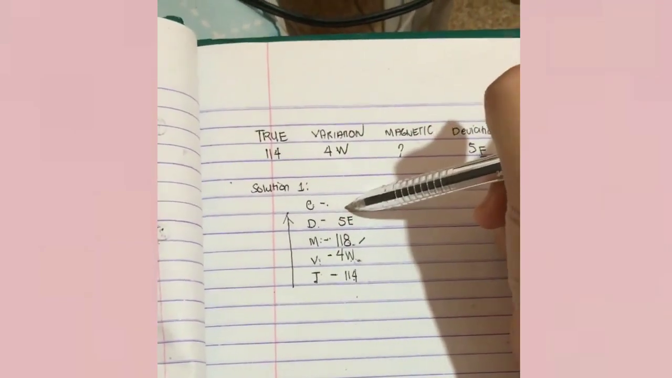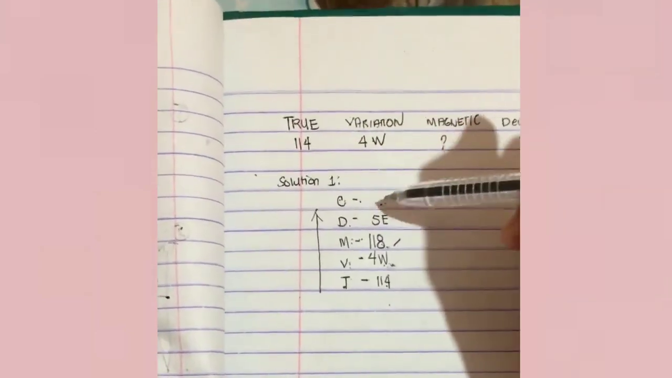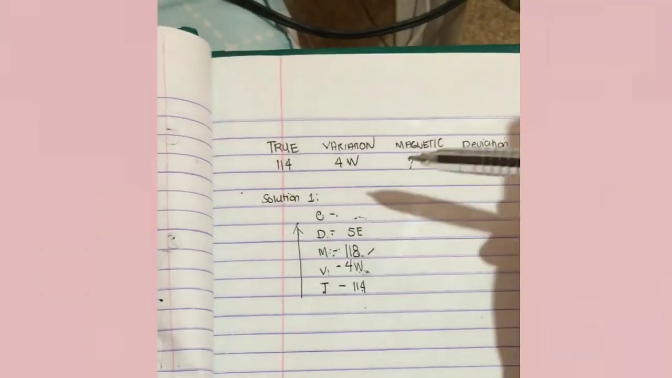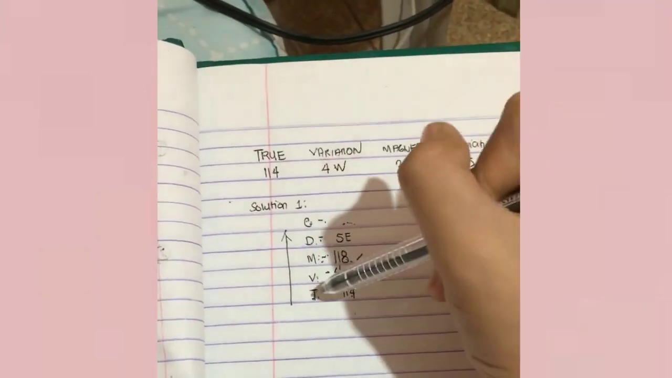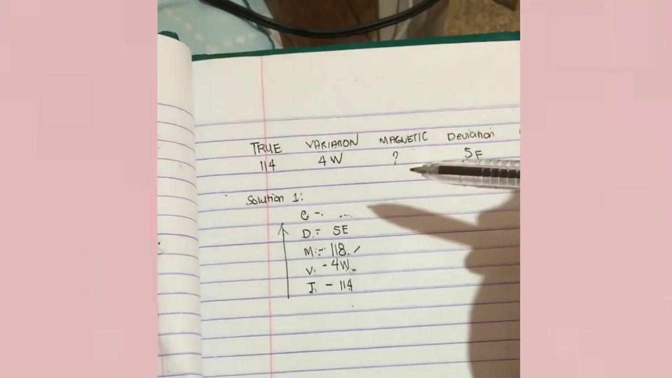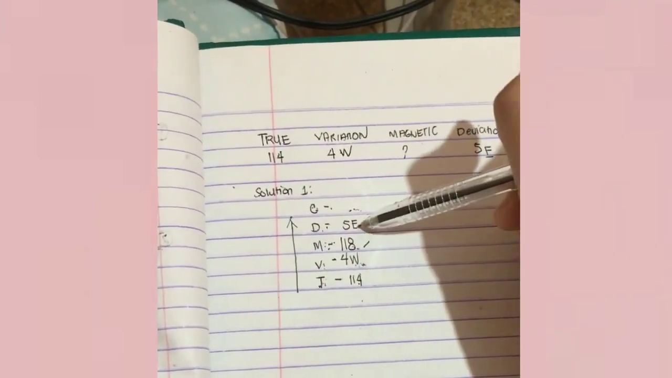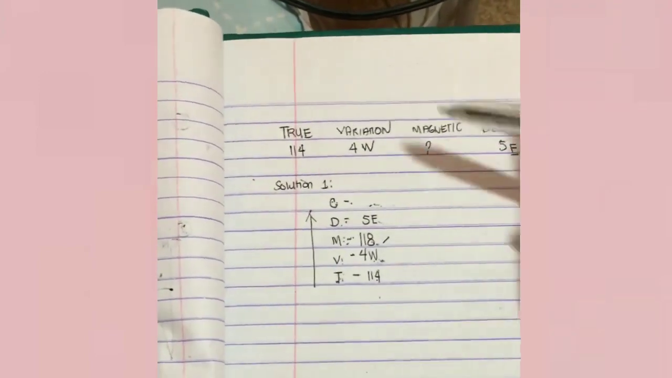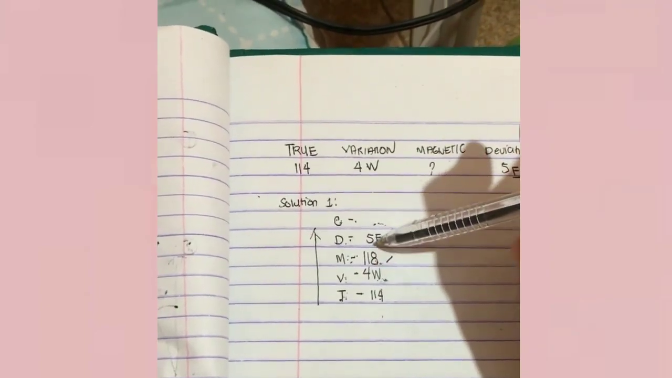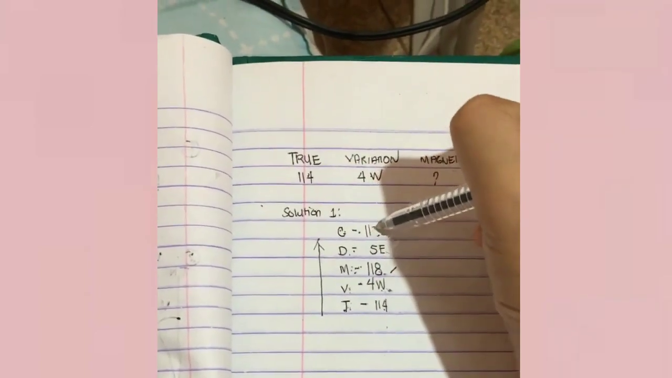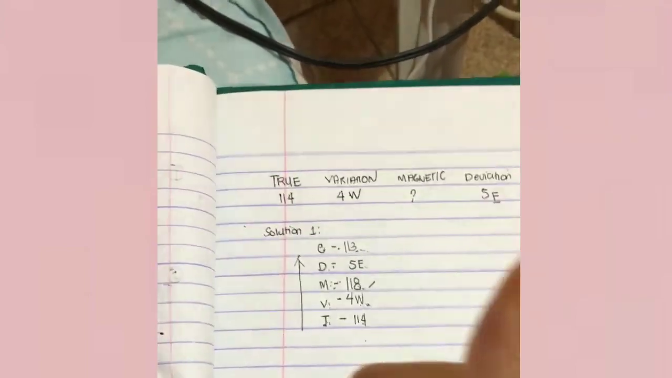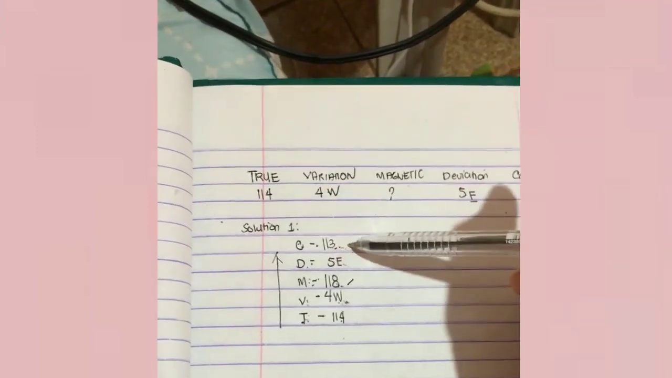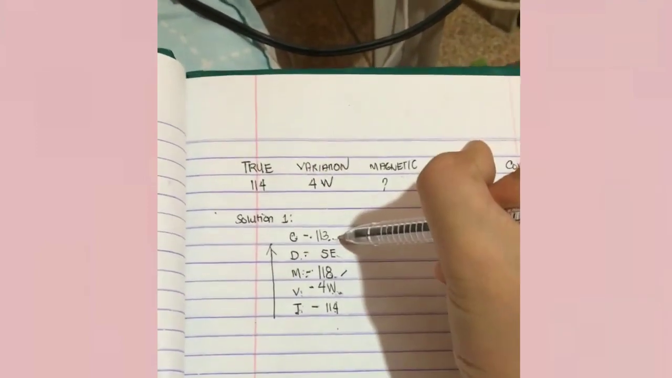So how about the compass north? We can get the compass north using the deviation and the magnetic north. The rule regarding true north to compass north is add westerly and subtract easterly. Since this is east, we should subtract 5 east from 118. So 118 minus 5 is 113. Very good. We already calculated the value of our compass north and the magnetic north.